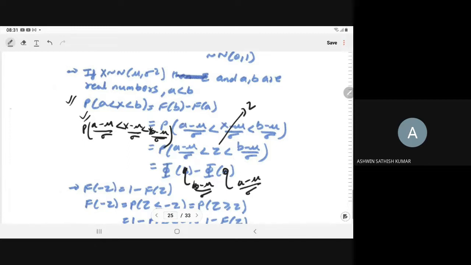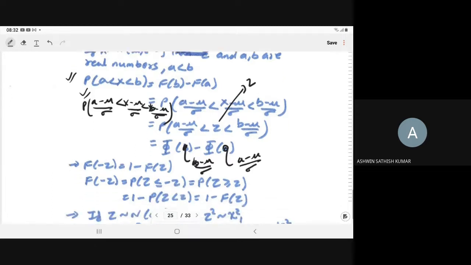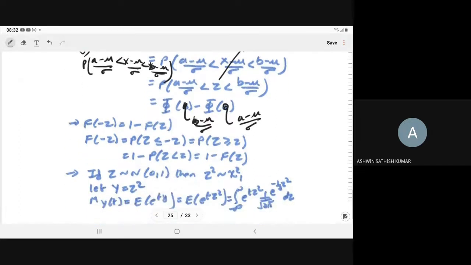So that's why with one table you can determine the required probability for any mu, for any sigma, and for any x, after converting in such a way.